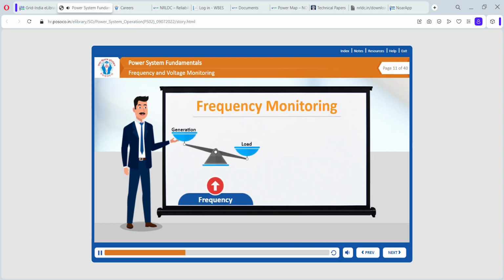When generation in the system is more than load, frequency shoots up and the reverse occurs when generation becomes less. To cope with these modulations, generation at other running generators is increased or load is reduced. For this reason, system operators continuously monitor grid frequency. Their target is to keep frequency always within the IEGC band, which is now 49.90 Hz to 50.05 Hz.